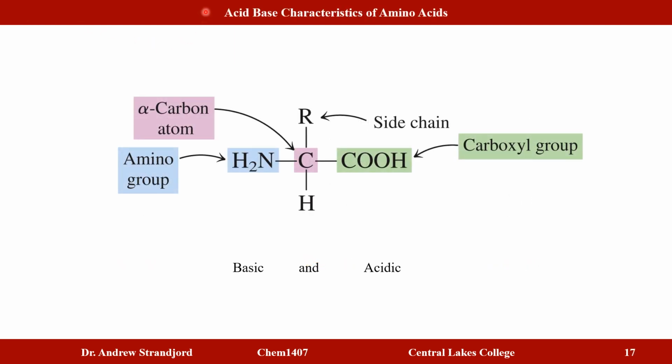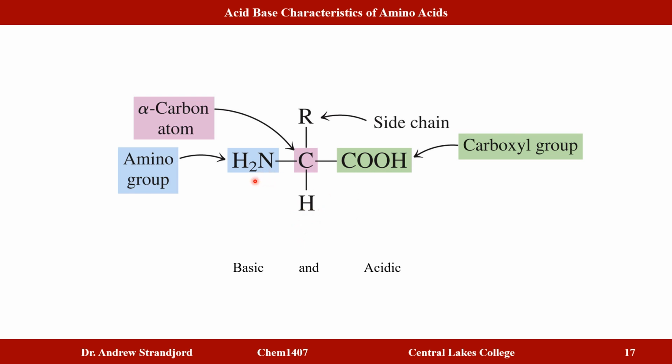Let's now take a look at the chemical reactivity of amino acids, and let's start off by looking at the acid-base characteristics of an amino acid. If I look at the generic structure for an amino acid, I have my alpha carbon here in the middle. I have an amine group shown here in blue. I have a carboxylic acid group shown here in green. I have my R group and I have my hydrogen.